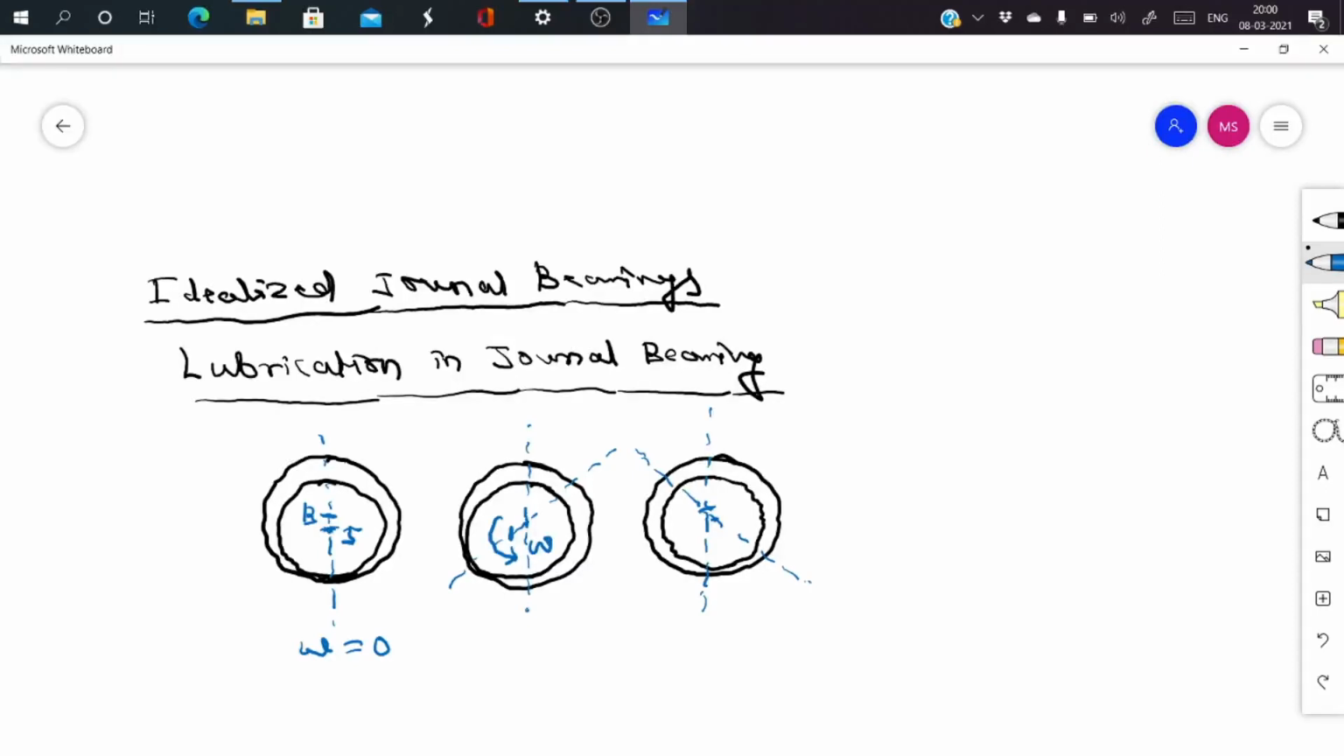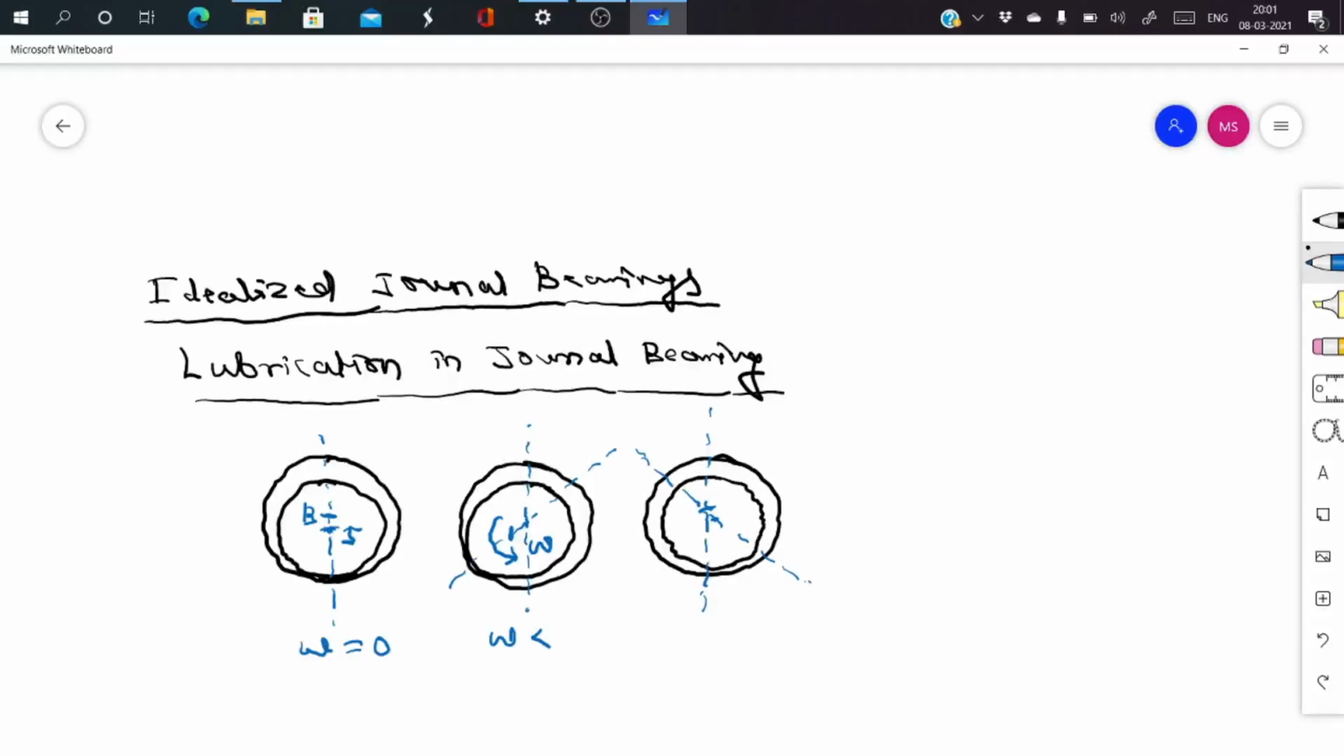So when you rotate the journal in this direction, in the first case it was sitting on the bearing. In the second case, when you rotate it, there will be material to material contact. So the journal will try to climb over the bearing surface. It will move in this direction. The velocity is very low. Now when you increase the speed, what will happen?